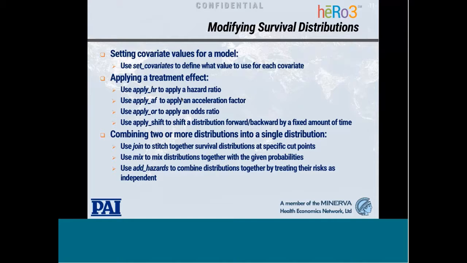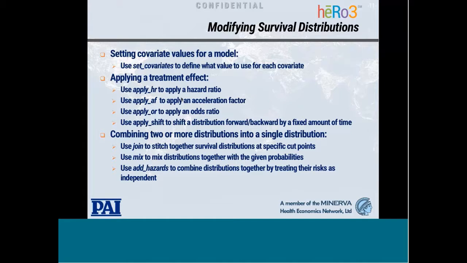The next case is applying a treatment effect, and we have a number of functions for that. So we have apply_hr if you want to take a survival distribution and apply a hazard ratio to it. We have apply_af for applying acceleration factors, apply_or for applying odds ratios, and then apply_shift for shifting a distribution forward or backward by a fixed amount of time.